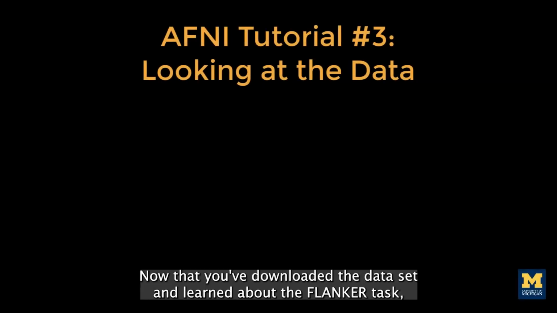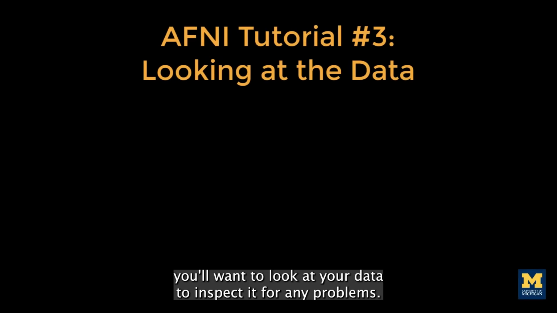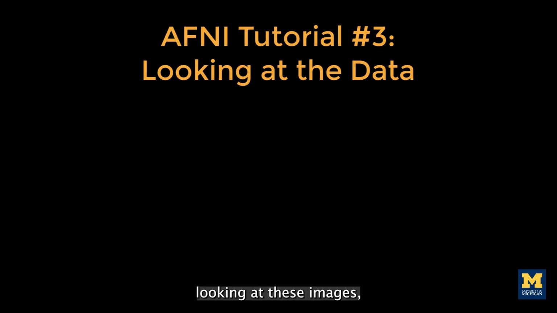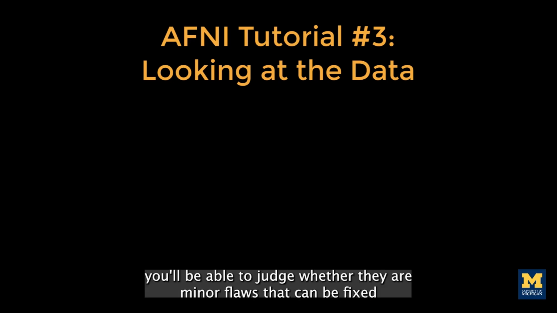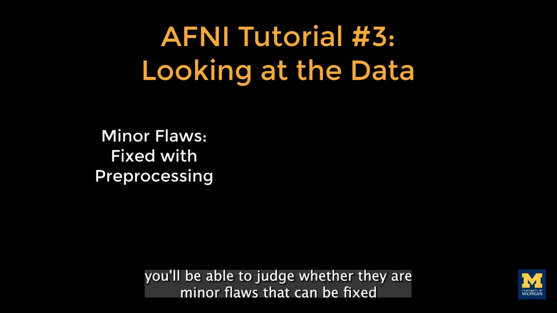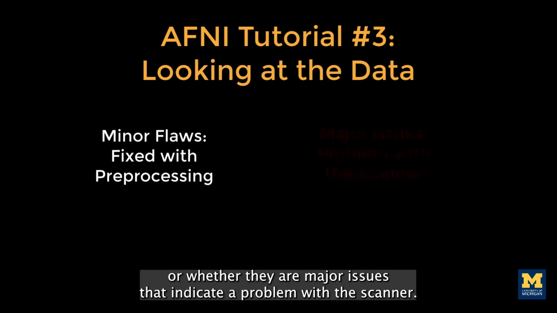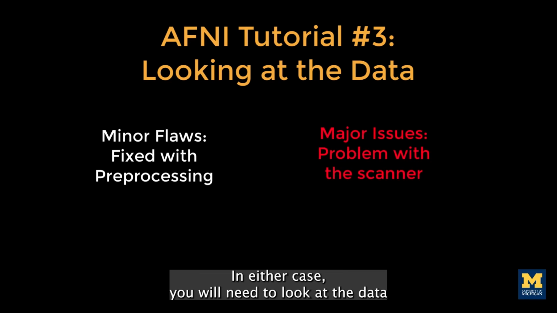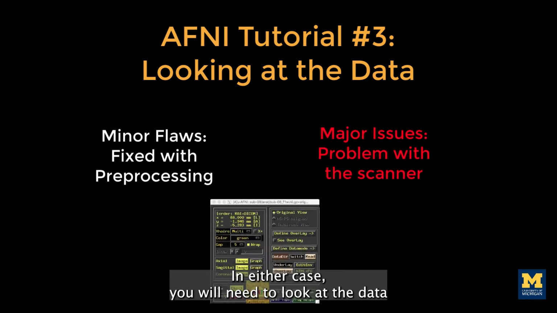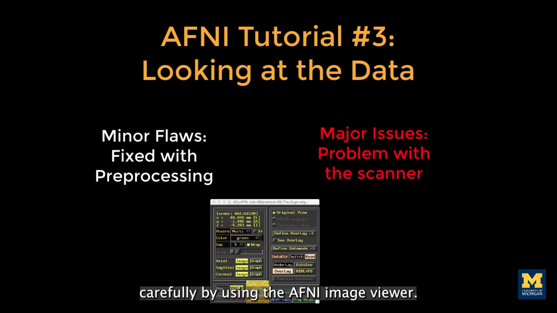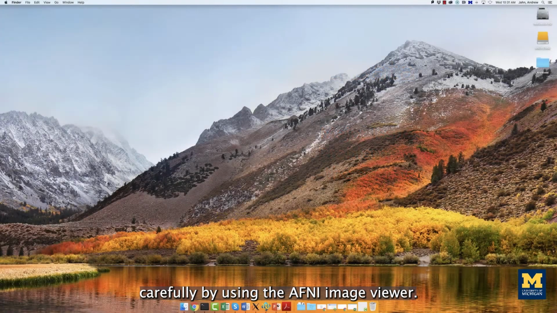Now that you've downloaded the dataset and learned about the flanker task, you'll want to look at your data to inspect it for any problems. As you gain more experience looking at these images, you'll be able to judge whether they are minor flaws that can be fixed by pre-processing the data, which we will discuss later, or whether they are major issues that indicate a problem with the scanner. In either case, you will need to look at the data carefully by using the Afni image viewer.